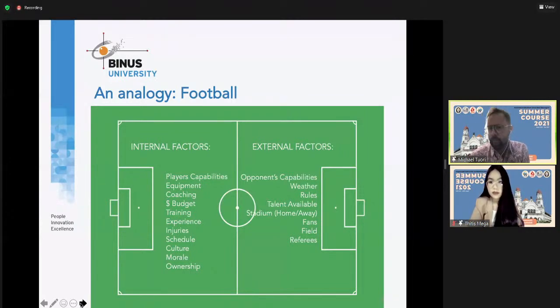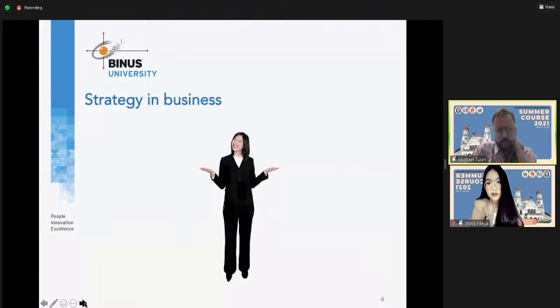Our external factors, we don't get to choose. So we have our opponent's strengths and weaknesses, weather, rules, talent available, the stadium, the fans, the field, the referees. All of these are important external factors. So when we talk about strategy in business, we can think about it the same way. We can break it down into internal factors and external factors.